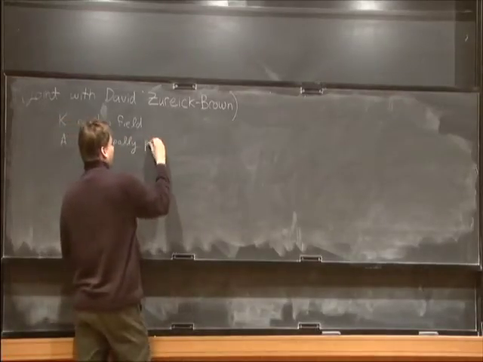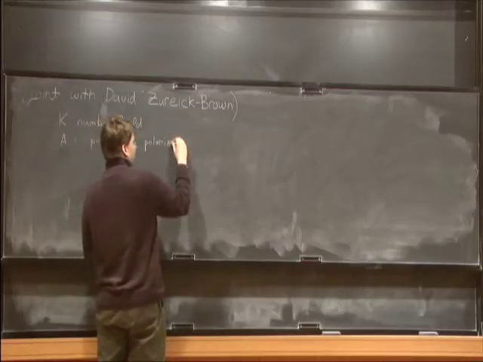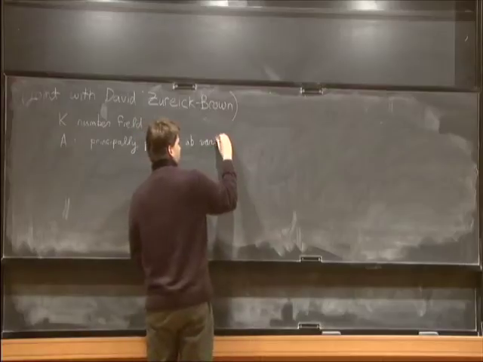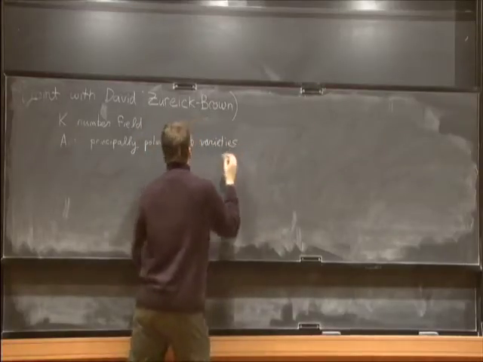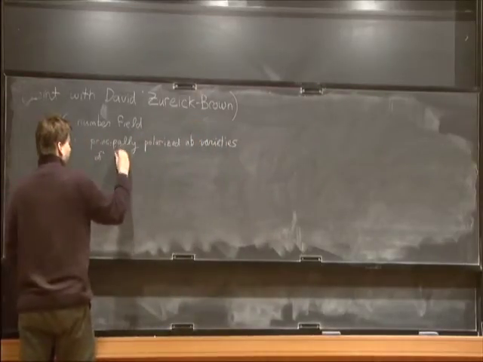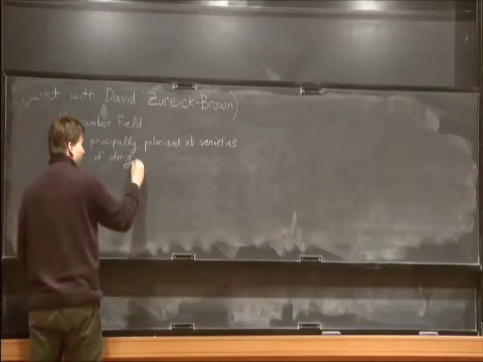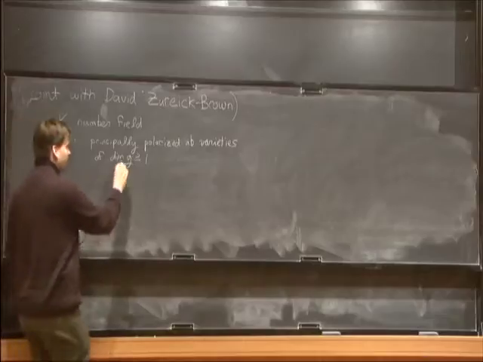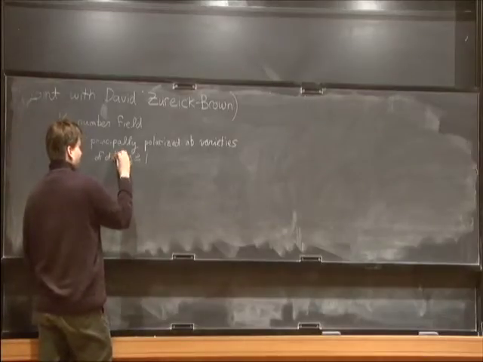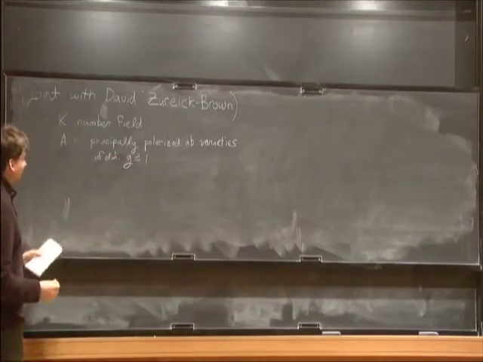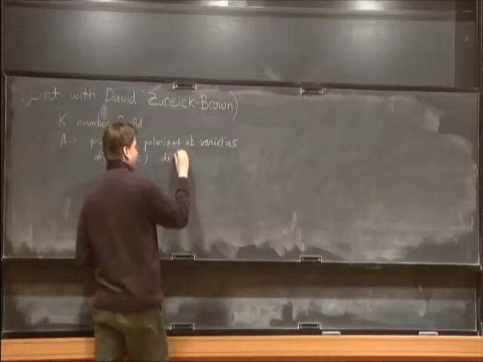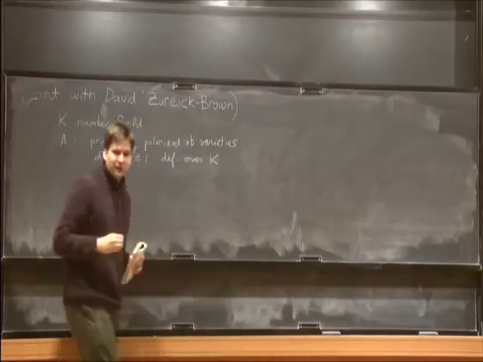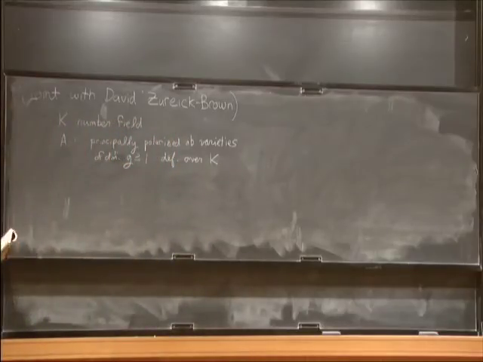Principally polarized abelian varieties of a fixed dimension. And everything's going to be either trivially true or false if it's 0. So let's suppose it's positive. So some fixed dimension G. And defined over K, of course. Okay. And you lose nothing if you just want to think about Jacobians.